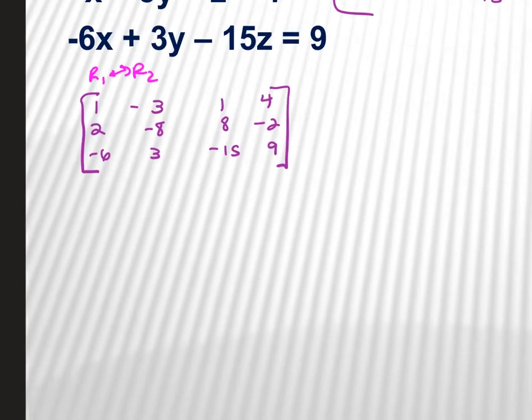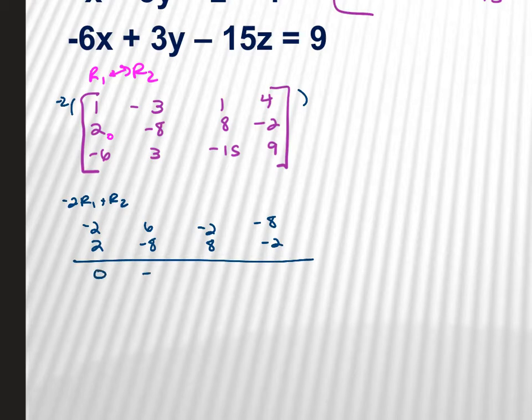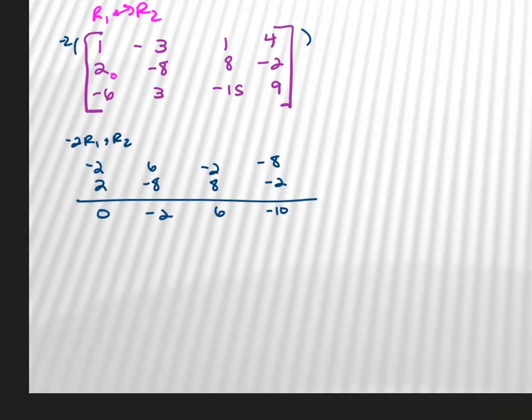Now I want a 0 where that 2 is. Easiest way to do it, negative 2, row 1 plus row 2. These cancel, negative 2, 6, negative 10, and that takes the place of row 2.